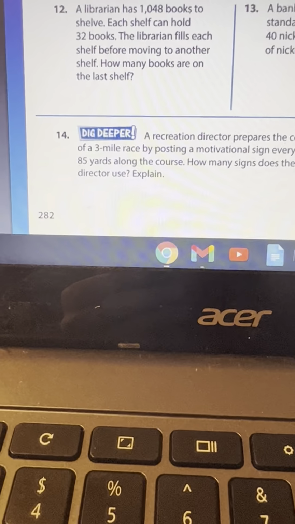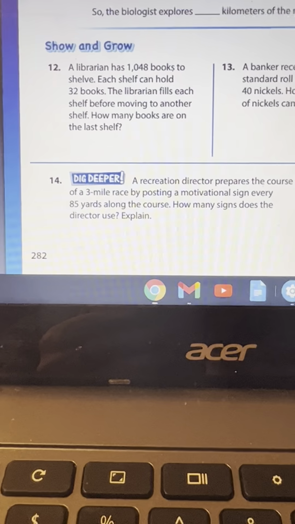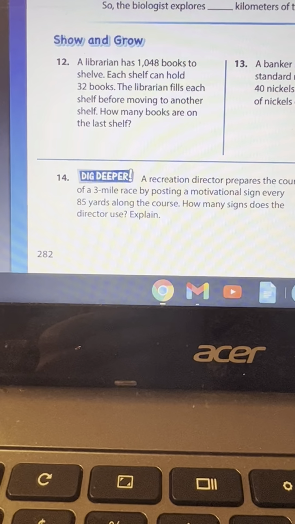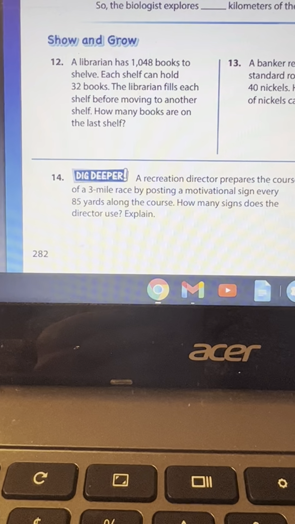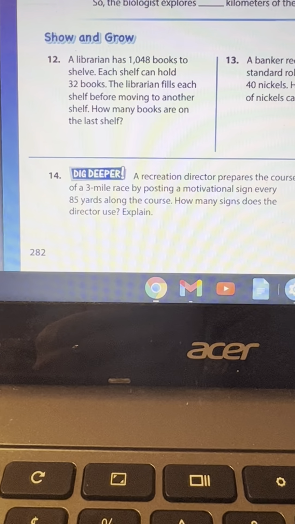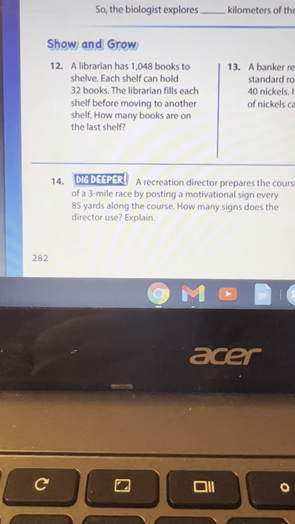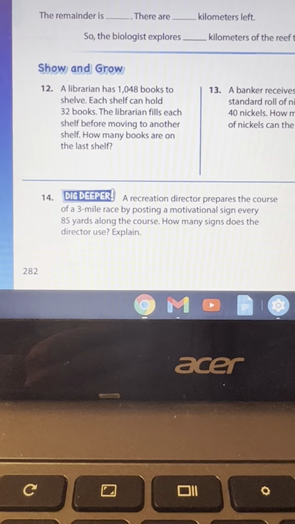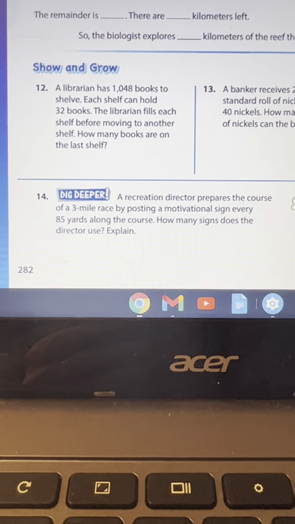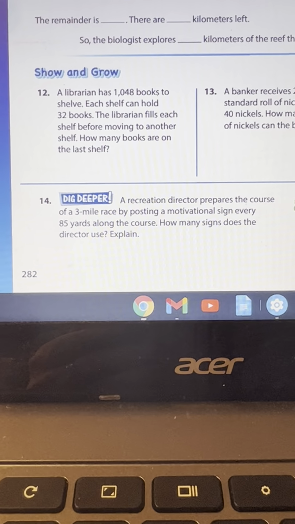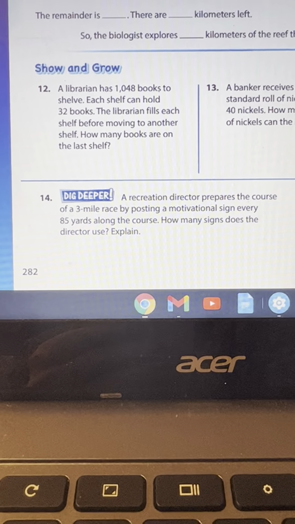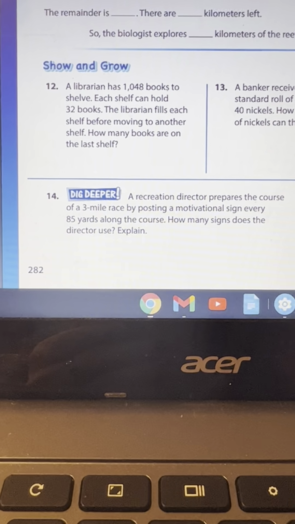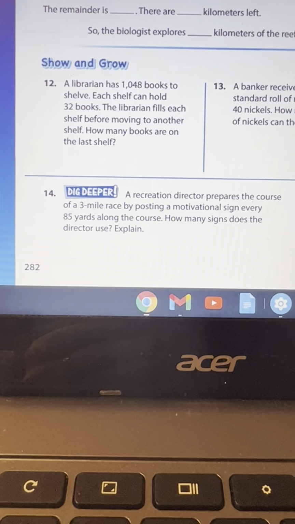You're going to turn the page to page 282. A librarian has 1,048 books to shelve. Each shelf can hold 32 books. The librarian fills each shelf before moving to another shelf. How many books are on the last shelf? This is what we did yesterday, Thursday. This is looking at the remainder. There's going to be 32 on each shelf, so obviously we're assuming here there's a remainder. The remainder is going to be how many books are on that last shelf, okay? So it's going to be something out of 32, like a fraction of 32.